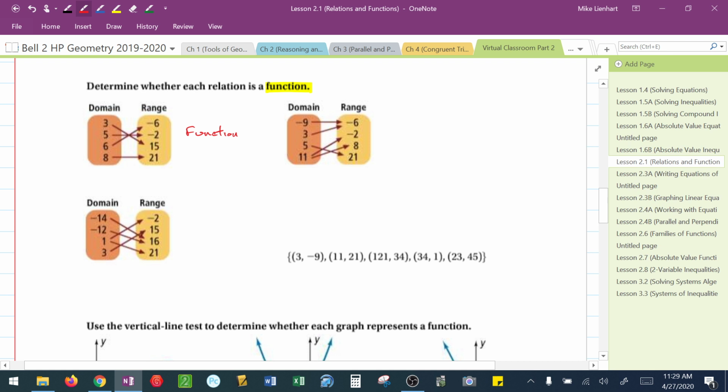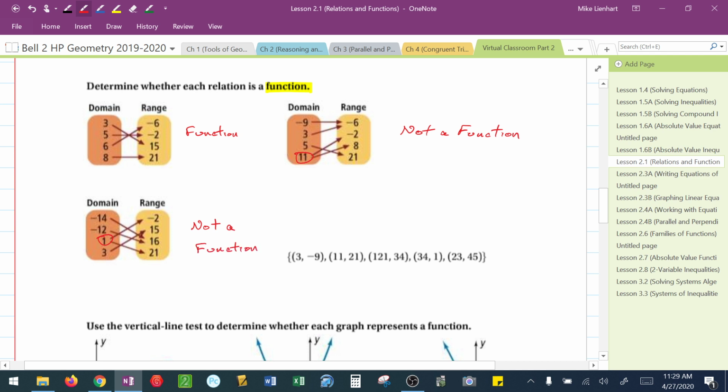If you take a look at the second example here to the right, one thing that jumps out off the screen to me is this 11 has two different output values. For an input of 11, I could have an output of -2 or an output of 8. For it to be a function, each input can only have one output. Therefore, this is not a function. All right, if you take a look at the third example, again, this one right here has two different outputs. That's simply not a function.